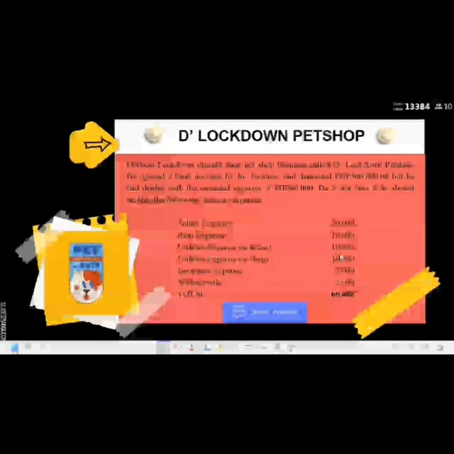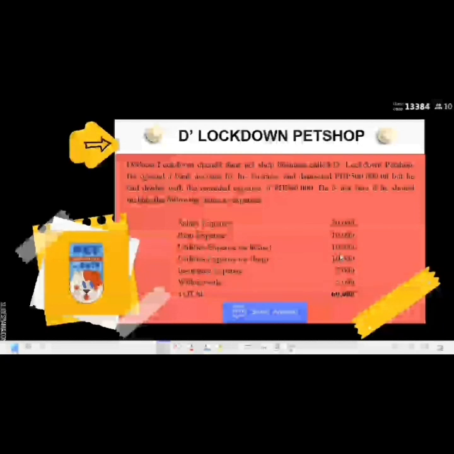Okay, the correct answer is 10,000 for utilities expense at home. Kasi yung 10,000 pesos, yun ang sa personal ni Dodong. Hindi natin siya isali. Bakit? Ano bang principle ng accounting na ating ma-apply dito? That we have to separate the business and personal.